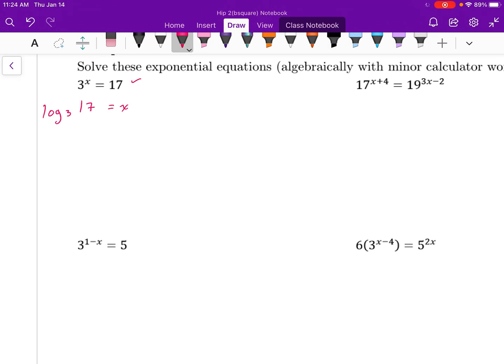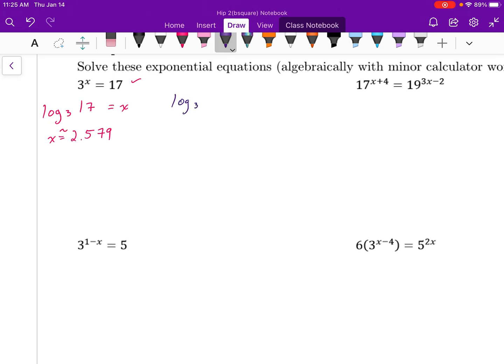And that was really quick, right? And if I do that, my answer is going to be x is approximately 2.579. Fair enough. And that's it. That's my answer. So that is using logs with base 3.